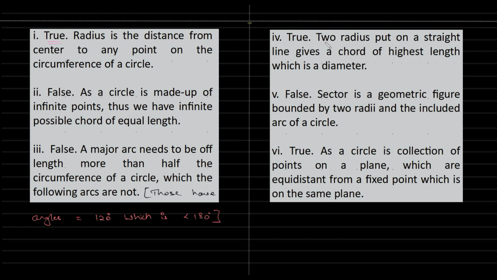So this is about diameter. Two radii put on a straight line give a chord of highest length, which is a diameter. That's true. A sector is a basic definition. It's between two radii and an arc. And this is the definition of a circle. Okay, so these are your answers.